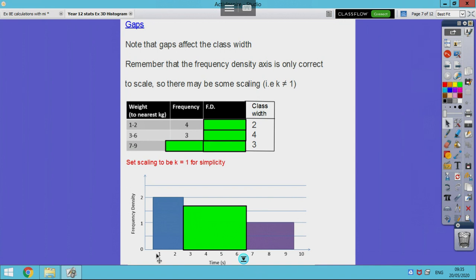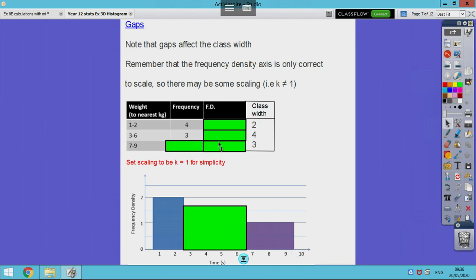So you can see here how the histogram was plotted at 0.5 and up to 2.5. For 3 to 6, it was plotted from 2.5 up to 6.5. This green box I'm going to move out of the way actually. And then here, for 7 to 9, it was 6.5 up to 9.5. So it does affect the class width. 1 to 2, you need to know, is a class width of 2, not just a jump of 1 from 1 to 2. Really important.